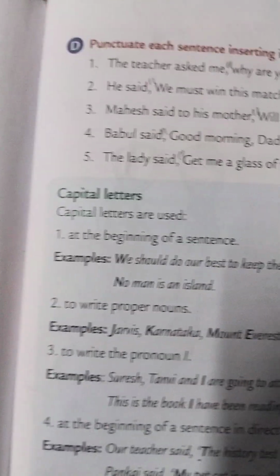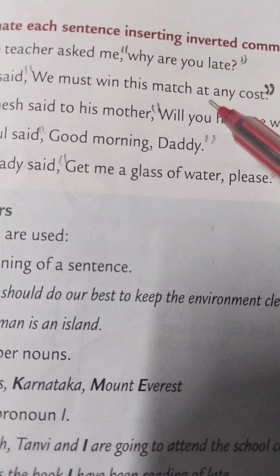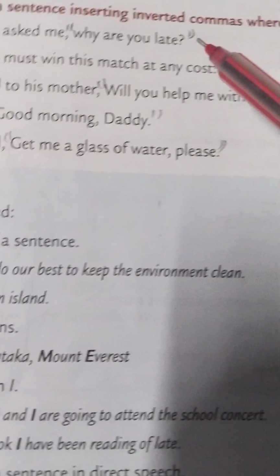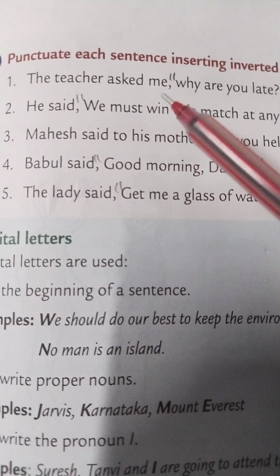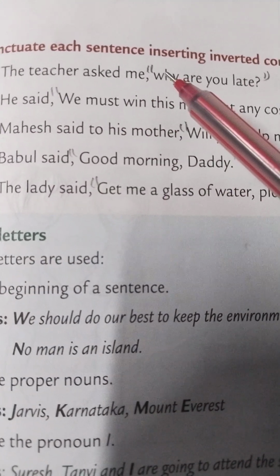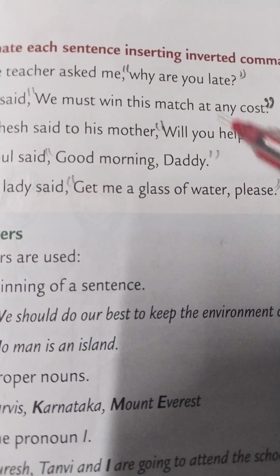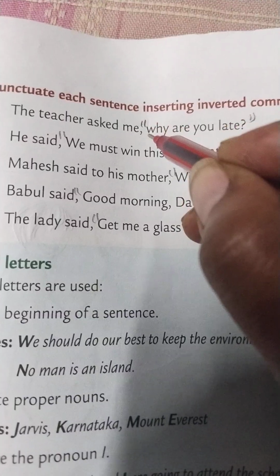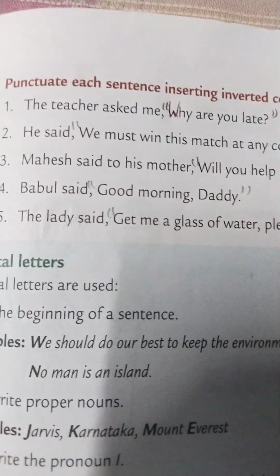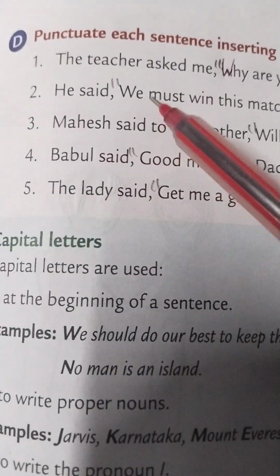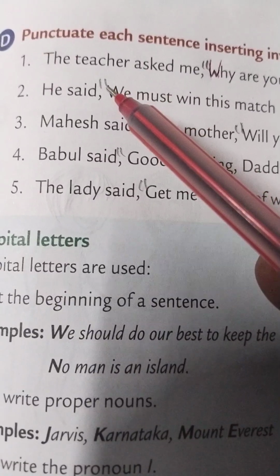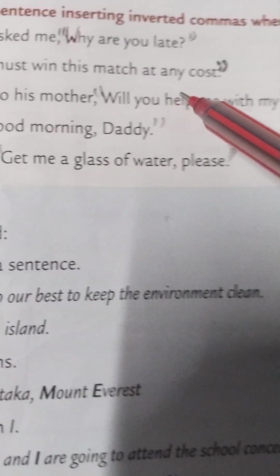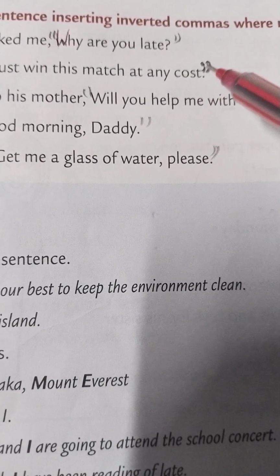Now see question number D, children. Punctuate each sentence by inserting inverted commas where necessary. Now see, the teacher asked me, comma, inverted commas begin, "Why are you late?" Now this W will also be capital, children. Okay, now see the next one. He said, comma, inverted commas begin, "We must win this match at any cost." Full stop, inverted commas close.